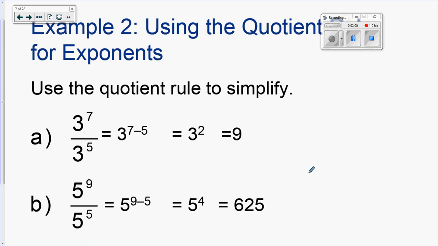So again, 3 to the 7th divided by 3 to the 5th is 3 squared, because you're going to subtract 7 minus 5. And again, the 3 stays the same. 5 to the 9th divided by 5 to the 5th is 5 to the 4th.